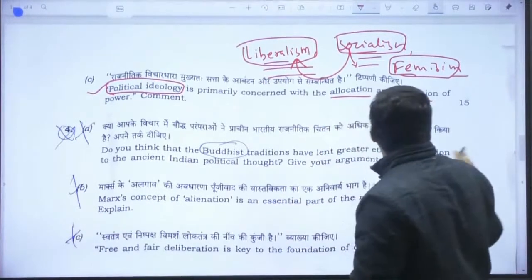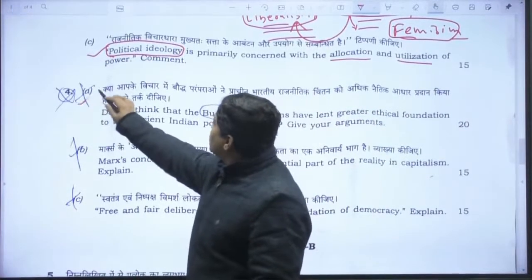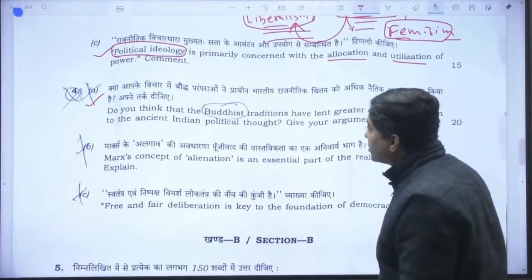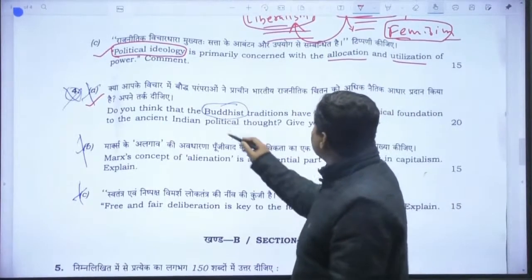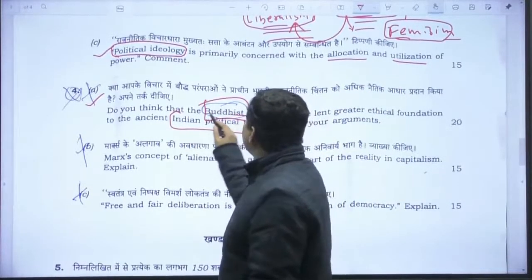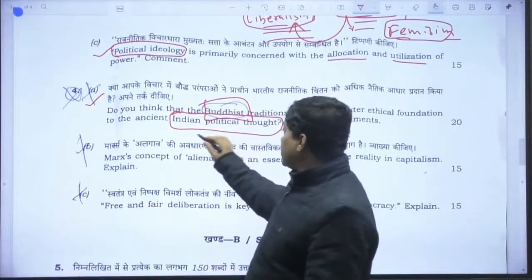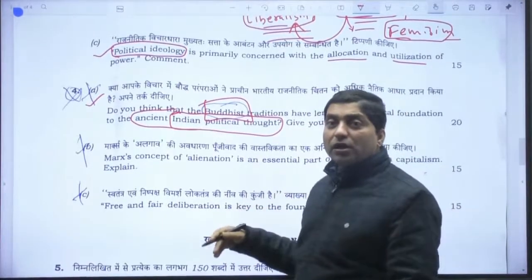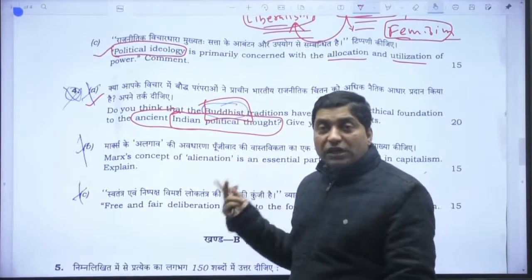Now next is the fourth question, fourth A. It goes like this: do you think that the Buddhist traditions have lent greater ethical foundation to the ancient Indian political thought? Give your argument. So here we are talking about the Buddhist tradition in relation to Indian political thought, and which had greater ethical value. Ancient Indian political thought is dominated by dharma and danda. These two things are primary in it.